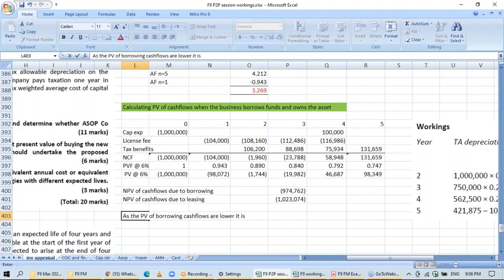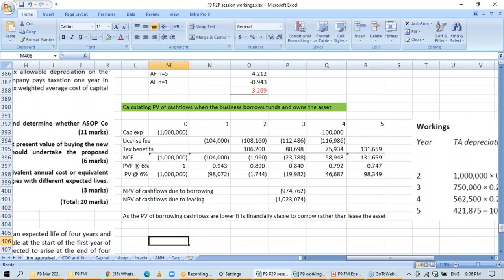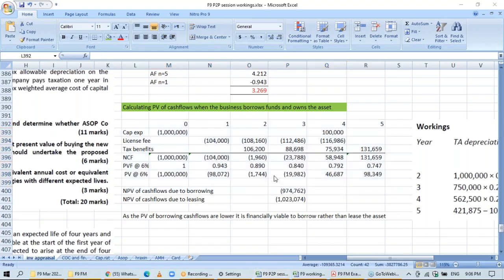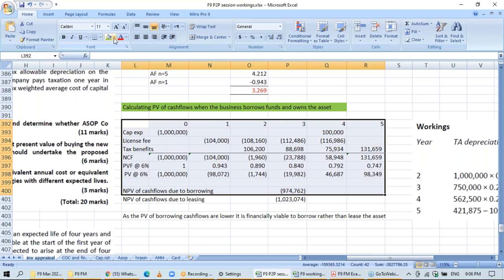it is financially viable to borrow rather than lease the asset. So that's the conclusion to our lease or buy decision, that we will borrow. Borrowing is cheaper.